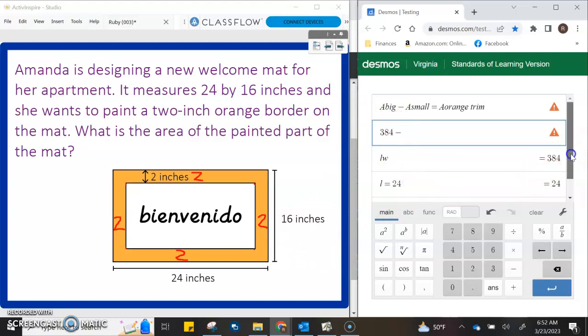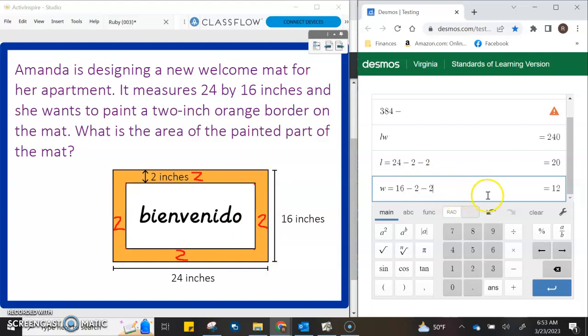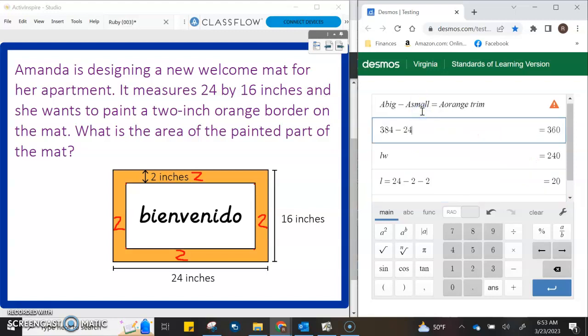Now, this is where it gets a little bit harder. We've got to figure out what the length and the width is for the little rectangle. So I'm going to go ahead and leave the 24 in, but I know that if I'm going to find this length, I have to subtract this 2 and subtract this 2 to get the area of this white part, the small part in between. So I'm going to minus 2, minus 2. Okay. For the width, to get this width here, I have to subtract that 2 and that 2. So let me go ahead and subtract those 2's. So that means my area for my small rectangle is 240. So I'm going to put 240 here.